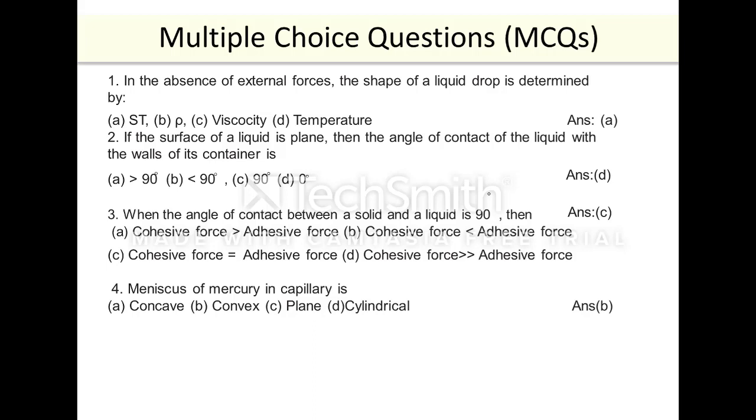Question number 4. Meniscus of mercury in a capillary is option A, concave, option B, convex, option C, plane, and option D, cylindrical. You can just go through the answers given.